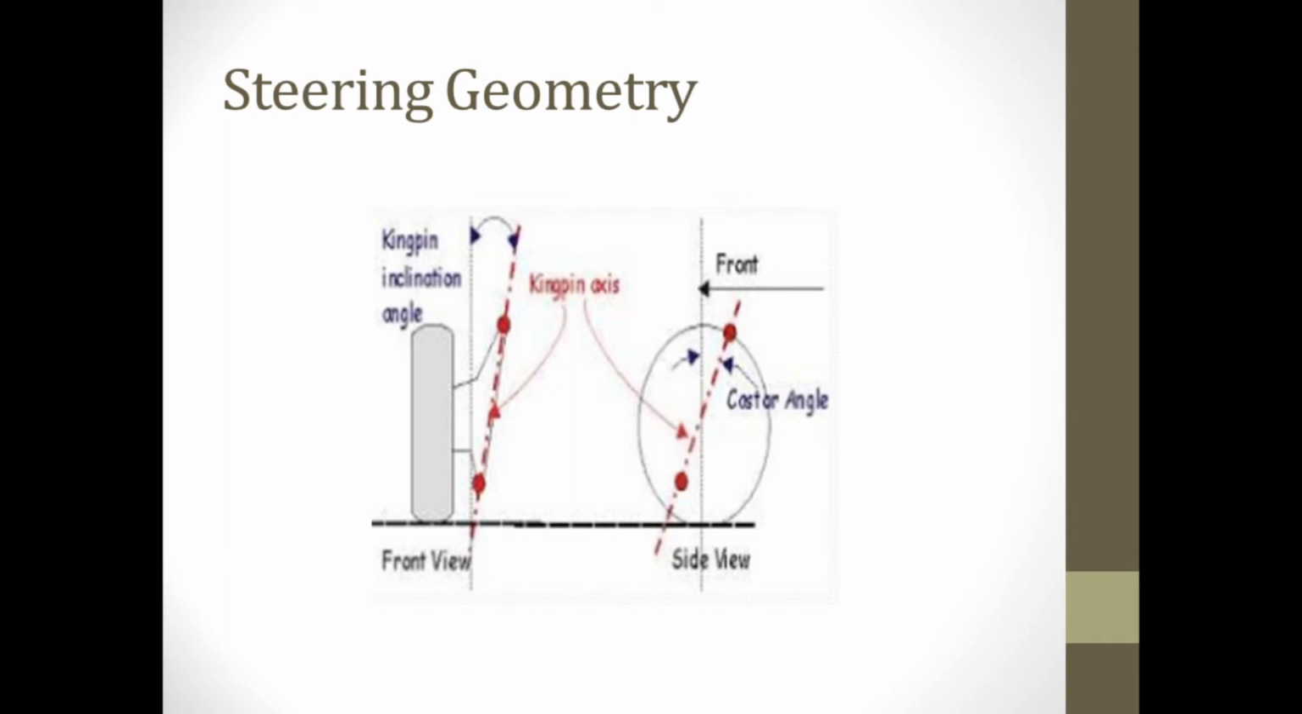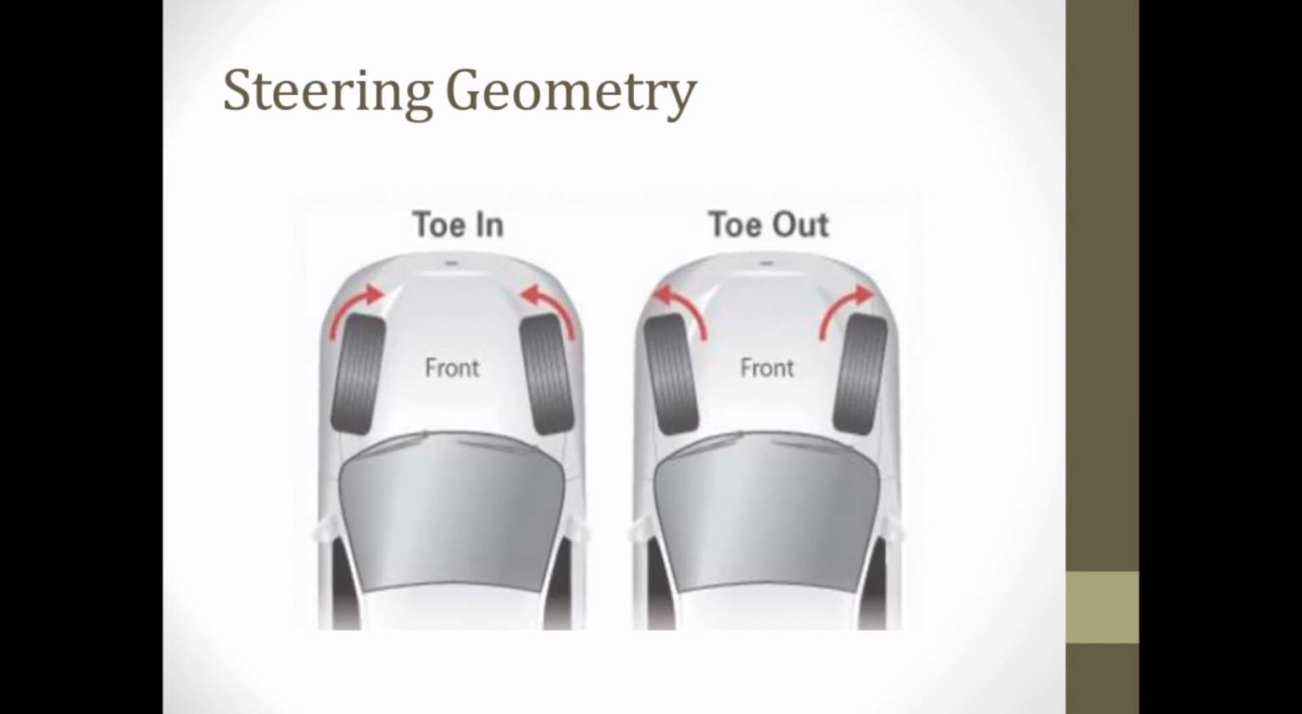Kingpin inclination and caster angle are used to improve directional stability in cars. This is also used to reduce steering effort when steering a stationary car. It reduces tire wear. This inclination varies from 4 to 8 degrees in modern cars. Next, the final one is toe in and toe out.